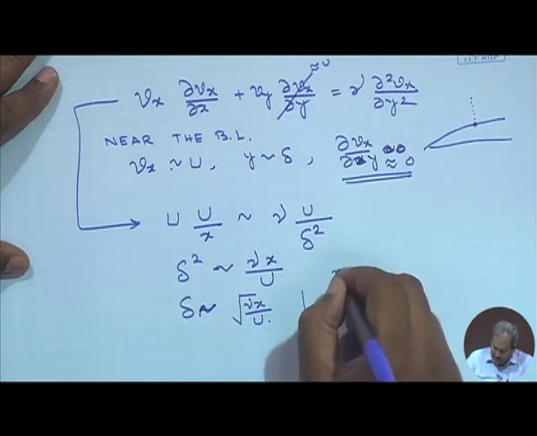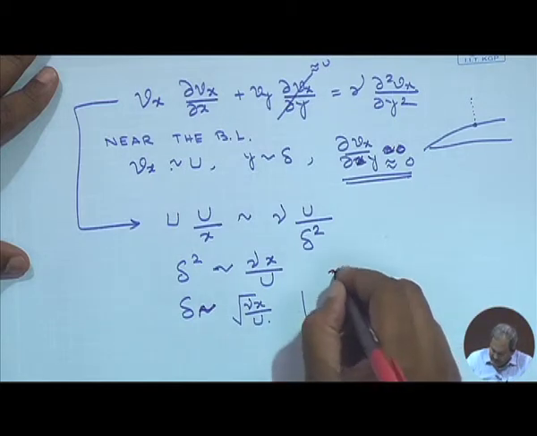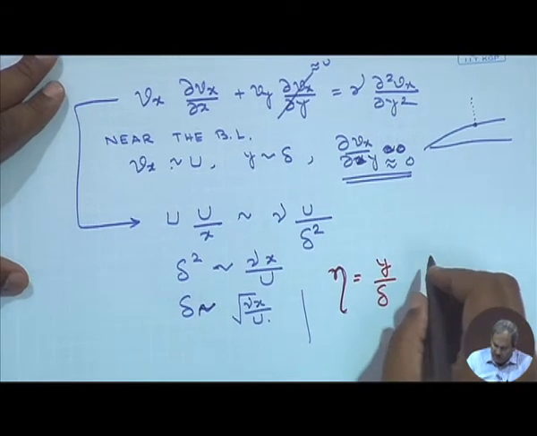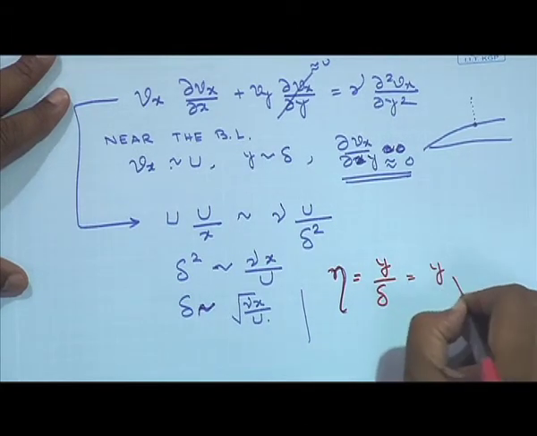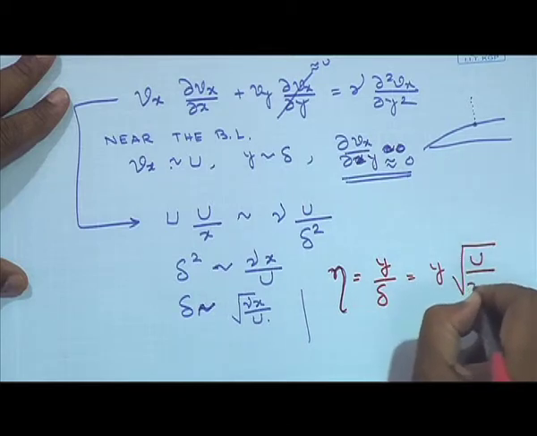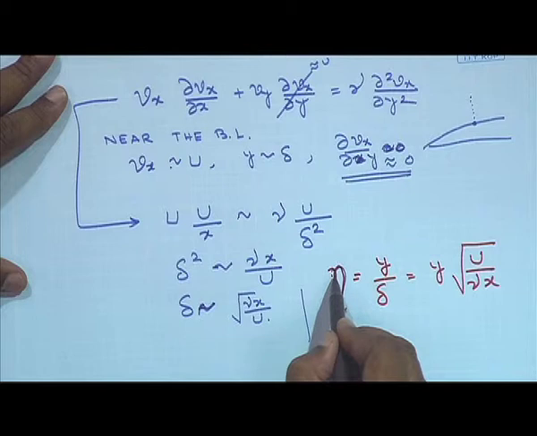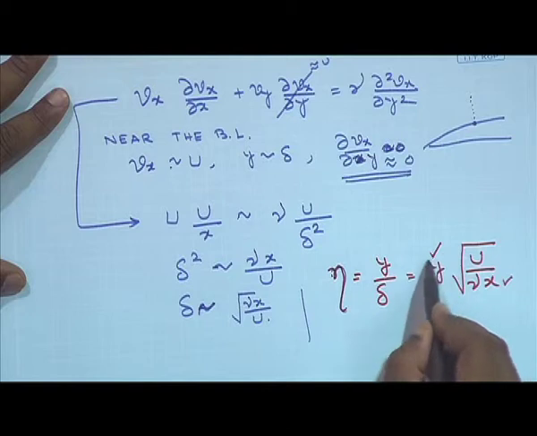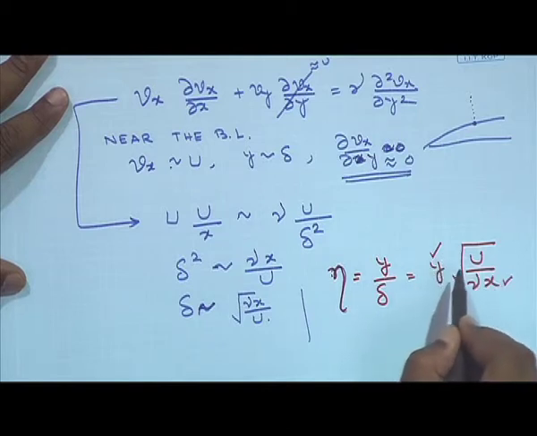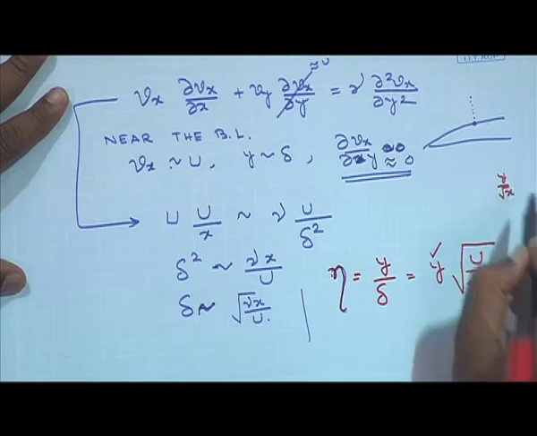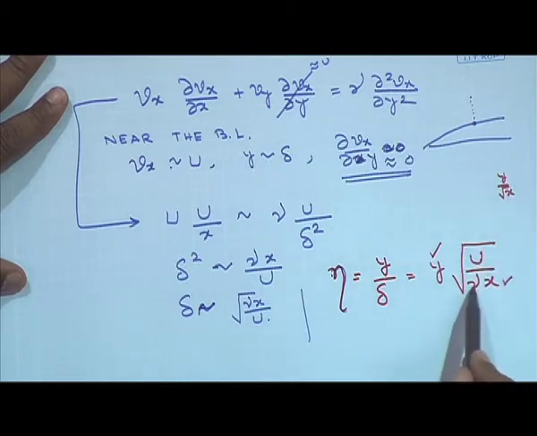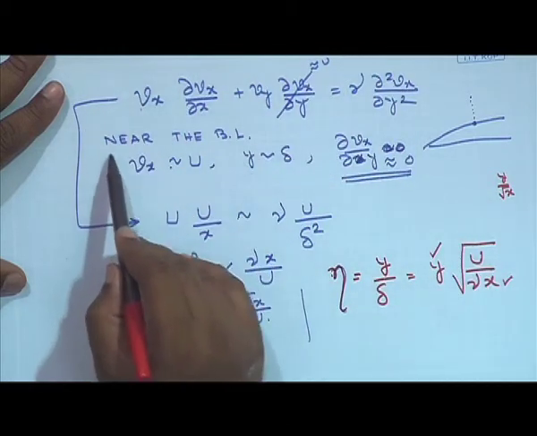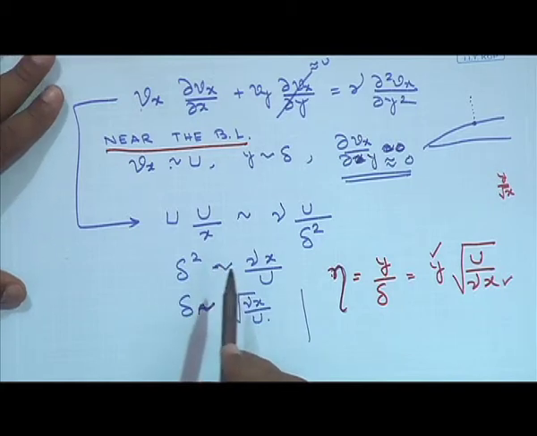So, if I define my new dimensionless variable eta to be y by delta, as we have done before, this would simply be equal to y root over u by nu x. So, this is the combination variable that contains both y and x in a specific functional form, essentially y by root over x, and these terms come from an order of magnitude analysis of the equation near the boundary layer, at the edge of the boundary layer.